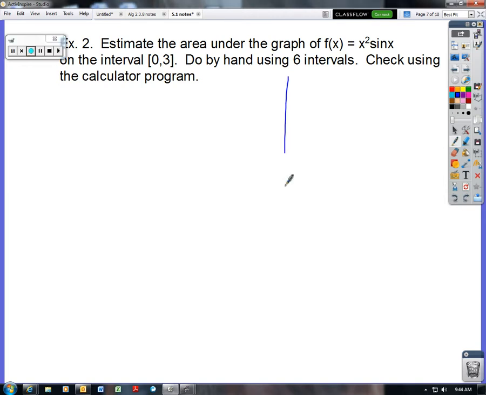Okay, so it looks like essentially like that, 0 to 3. And this is x squared sine of x. I highly recommend drawing a picture so that you can put your rectangles on there. We are on the interval 0 to 3. We're going to have 6 intervals, so I'm going to divide it in half and then divide it into thirds.